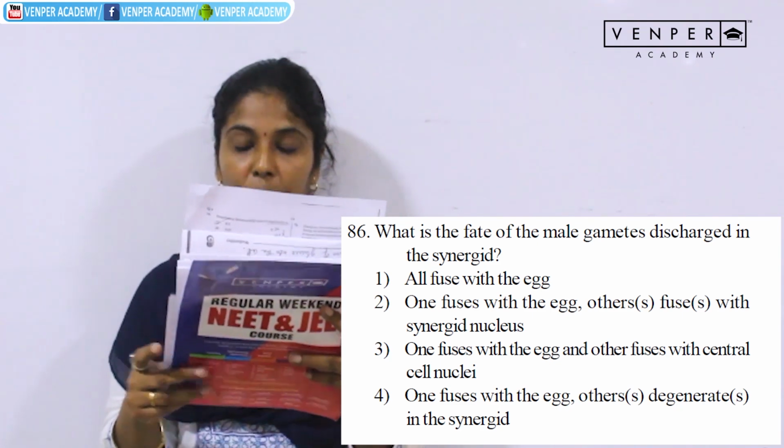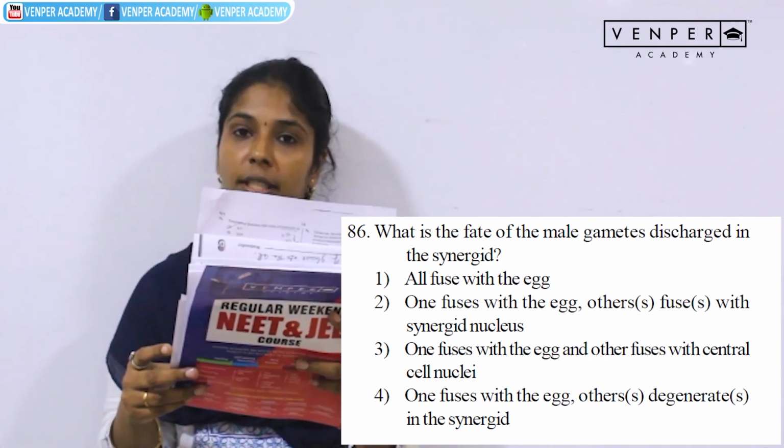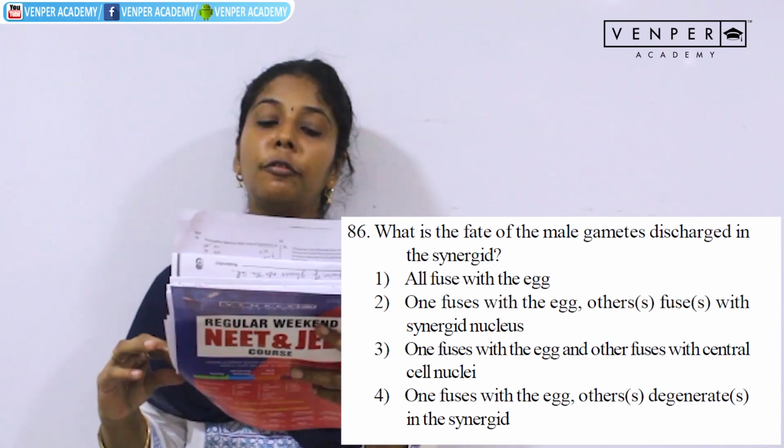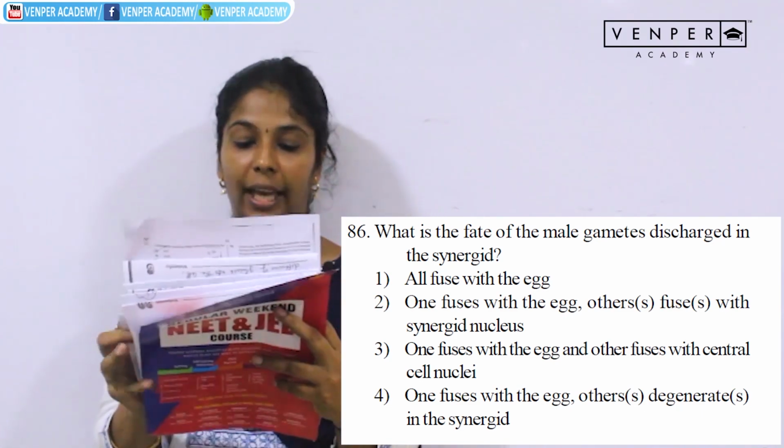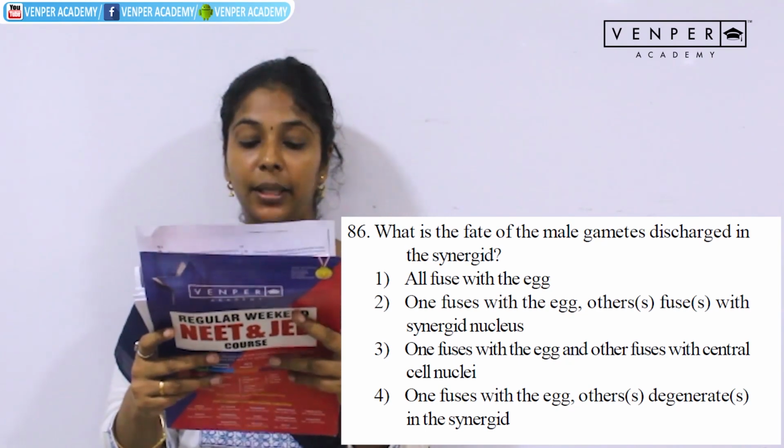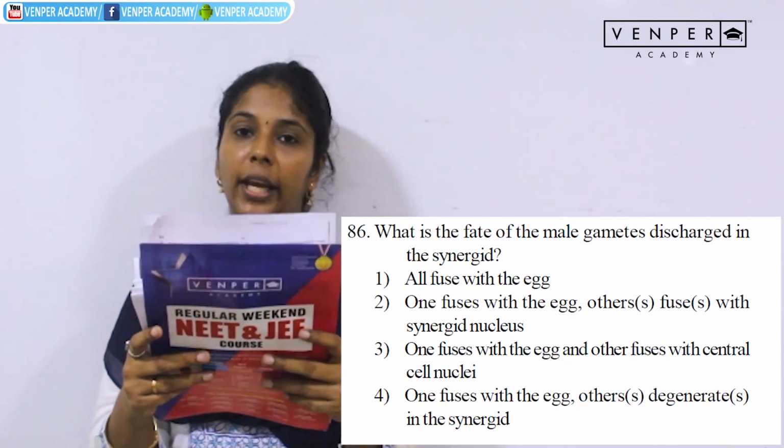So after the pollen tube releases the 2 male gametes into the cytoplasm of the synergid, one of the male gametes fuses with the egg and the other gamete fuses with the 2 polar nuclei in the central cell.